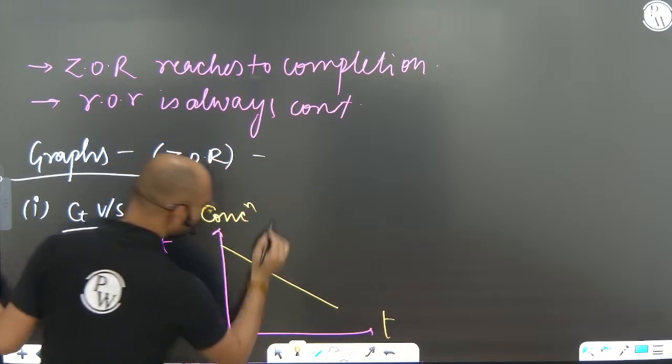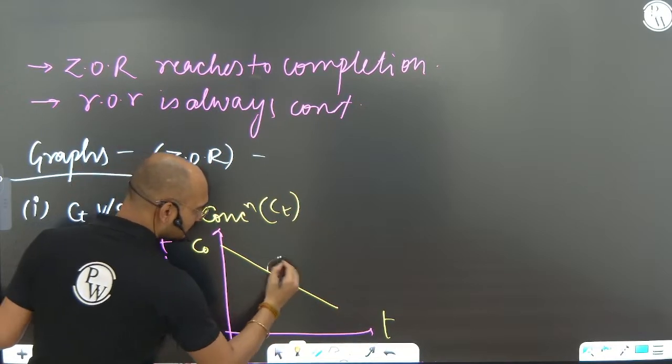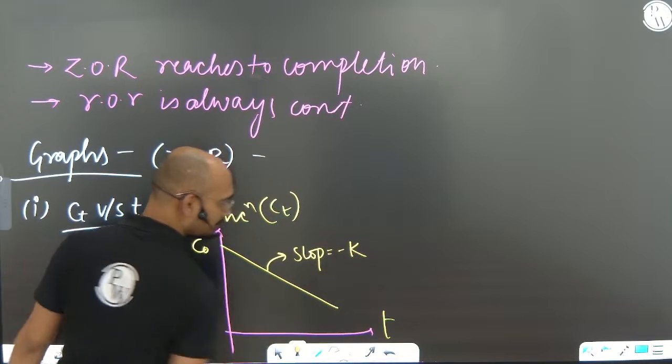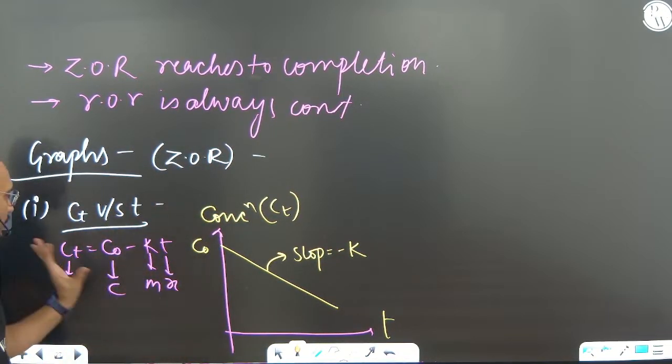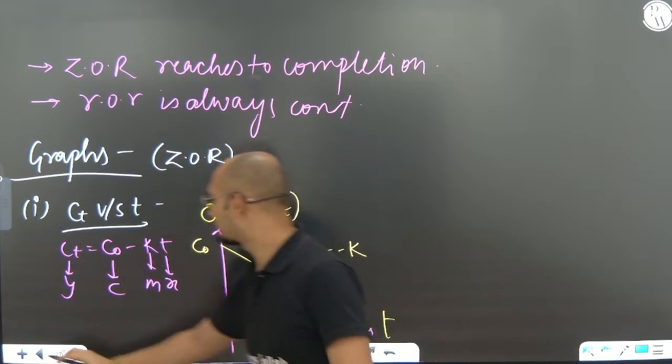This is time. We can call this Ct. This is C naught. And what is the slope? Slope equals minus K. Is that okay? That is what we have to keep in mind. Okay? Any problem? No problem. Let's go. Next we have to see another.